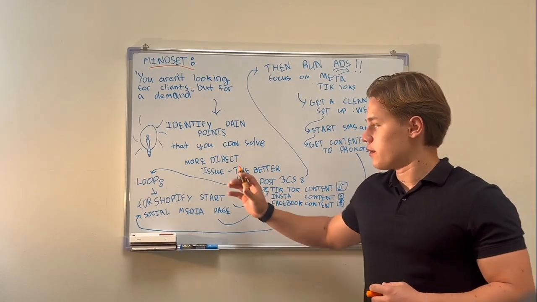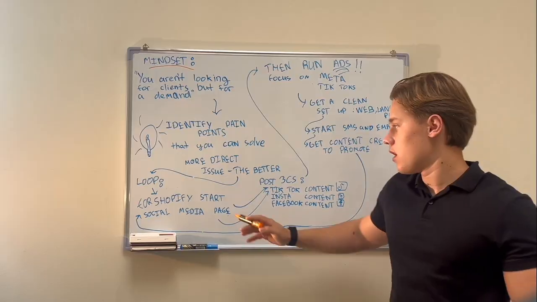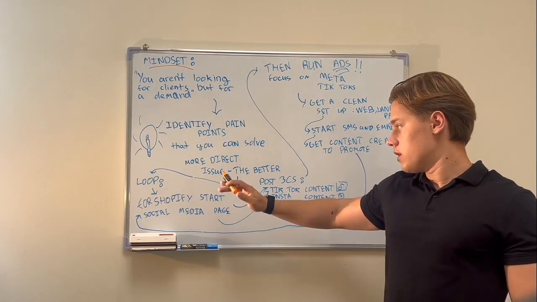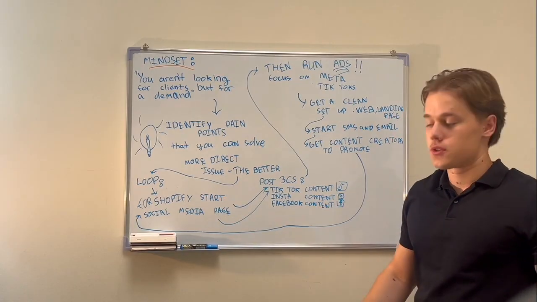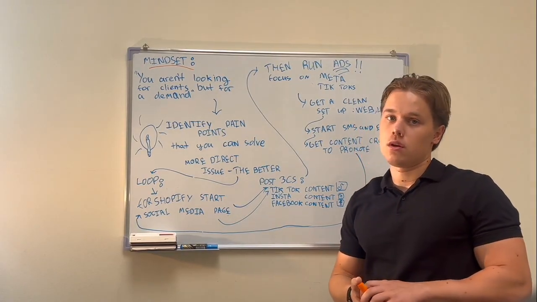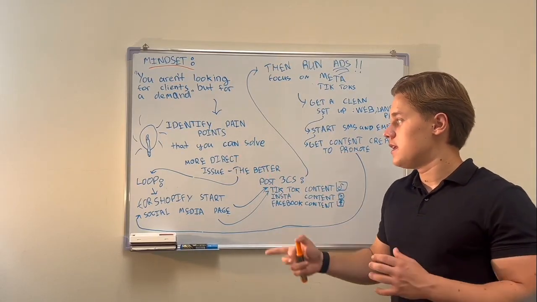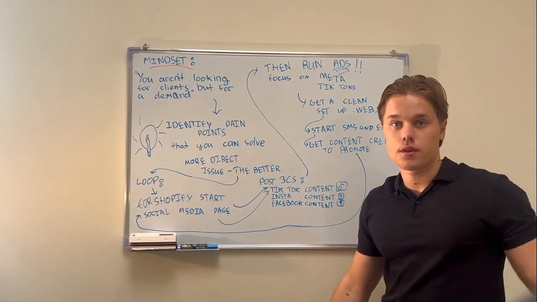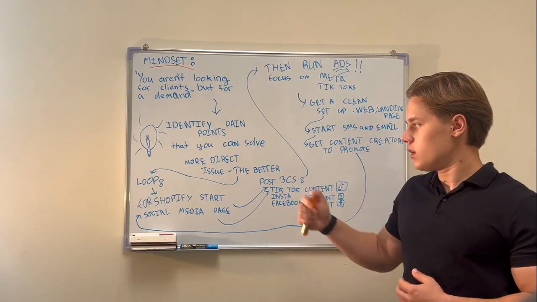Then there is the loop, right? This whole loop goes around. The first step in the loop is, for Shopify, start a social media page. So the first thing you have to do after the mindset and all these key details is the social media thing, right? This is also the base. So social media is really important.